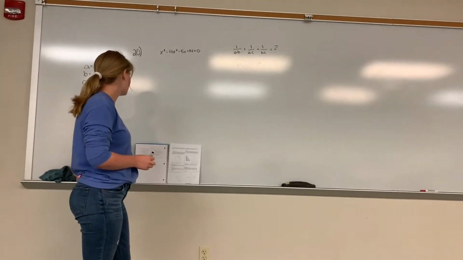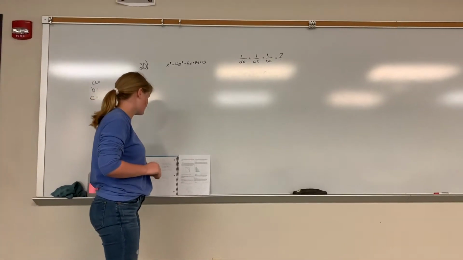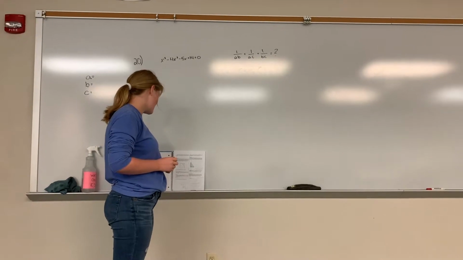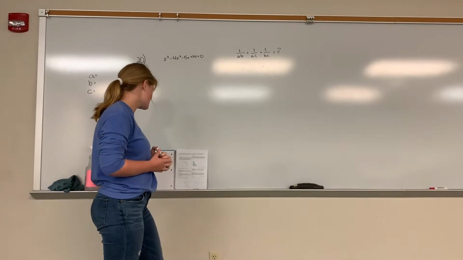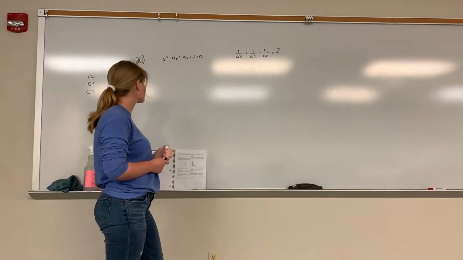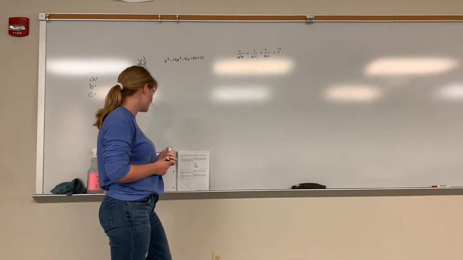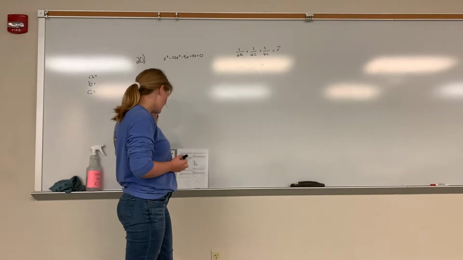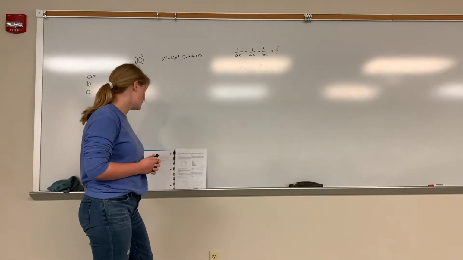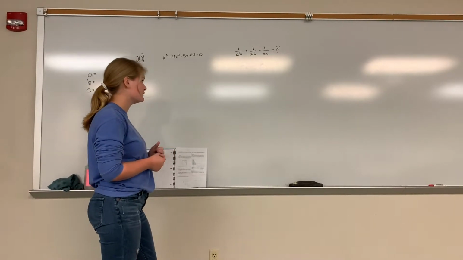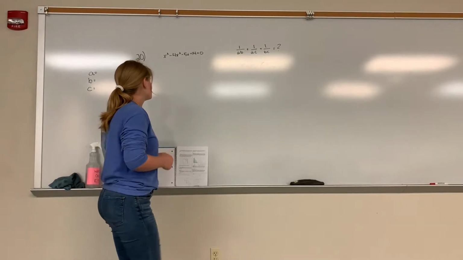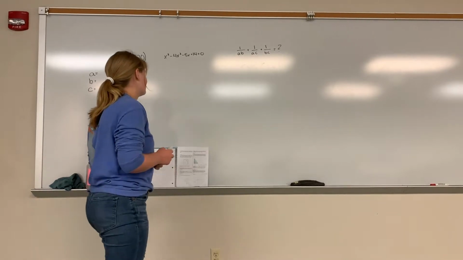I'm going to be doing problem number 20, which is: if A, B, and C are the solutions of the equation x cubed minus 4x squared minus 5x plus 14 equals 0, which I have right here, what would the value of 1 over AB plus 1 over AC plus 1 over BC be? So what we have to do is solve for x.